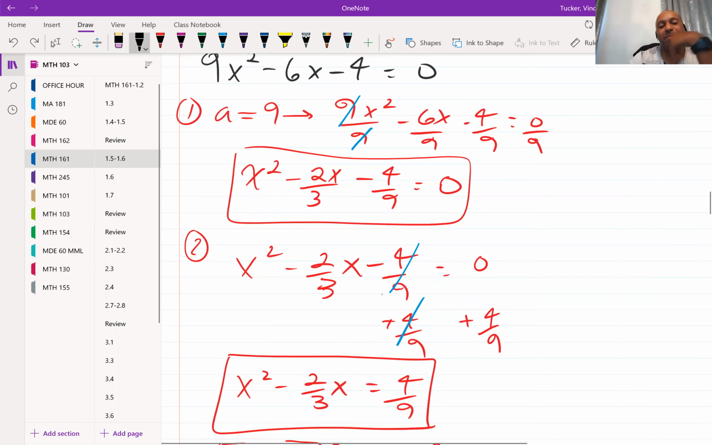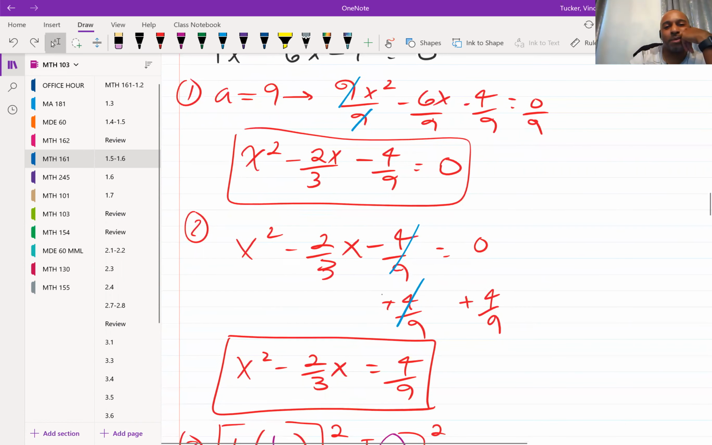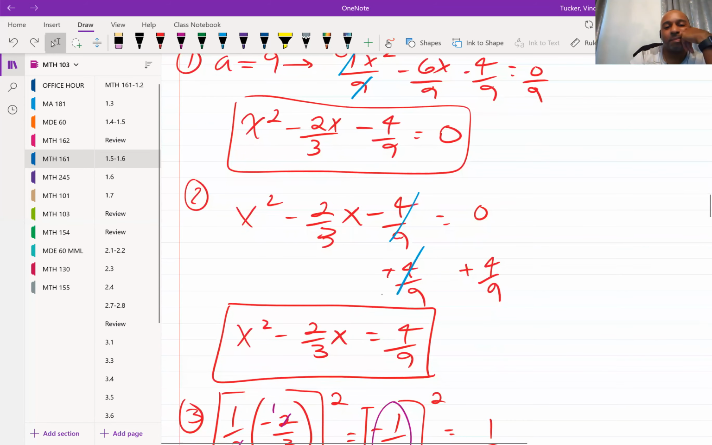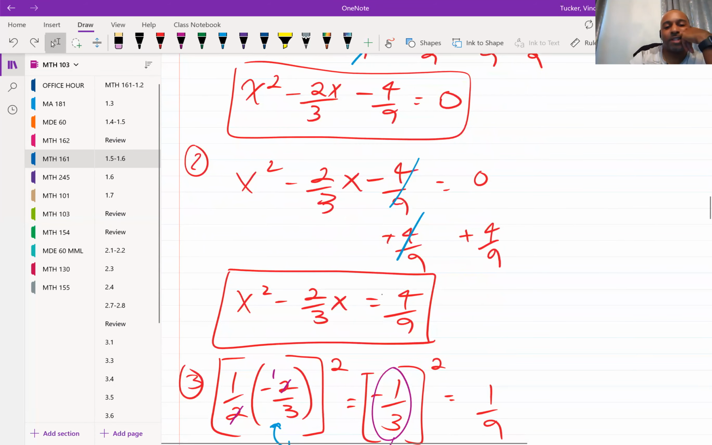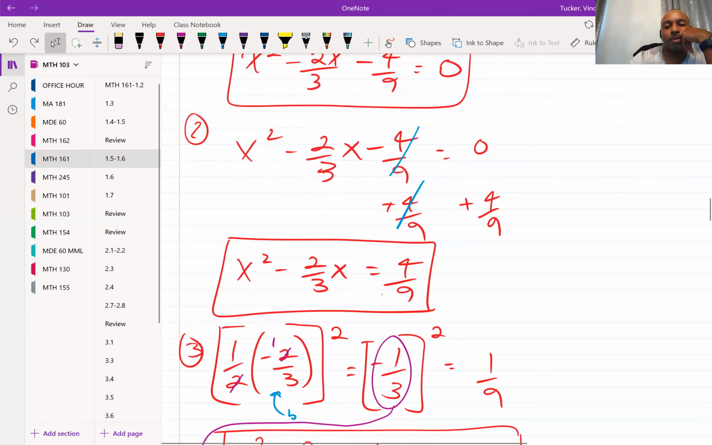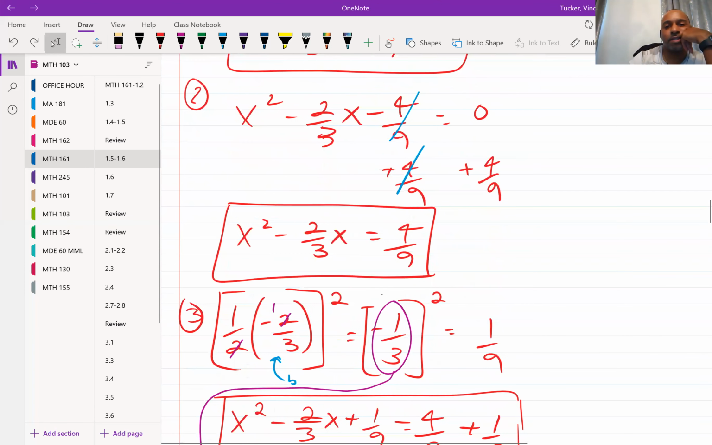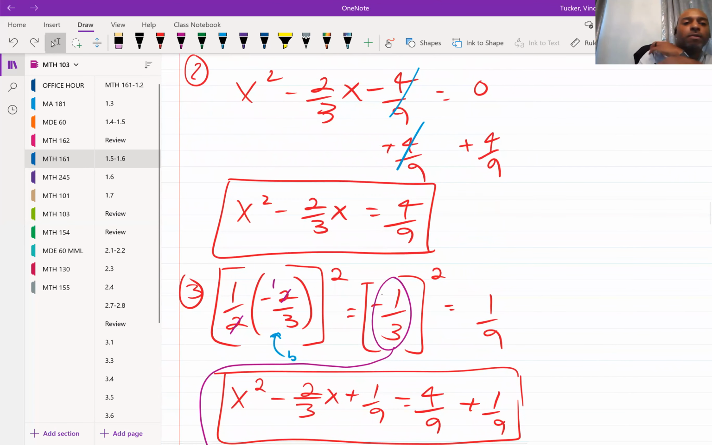So we have x squared minus 2/3 x equal to 4/9. Can I scroll up if I don't... All right, so let me erase some stuff and walk through it in a second. Just trying to get to a good place. All right. So now don't forget the process is still the same, even if you have fractions. So now third step is to take half of your b term and then square it.